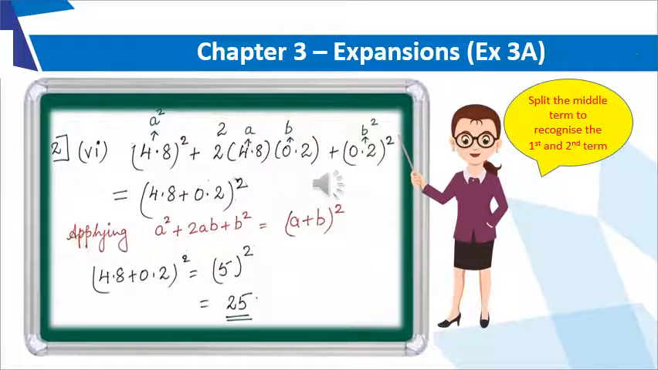Evaluate the given sum using identity. Here, split the middle term to recognize the first and the second term. 4.8 becomes the first term and 0.2 becomes the second term. Hence, applying the identity a square plus 2ab plus b square equal to a plus b the whole square, 4.8 plus 0.2, which is equal to 5, square of 5 is 25. So the answer is 25.